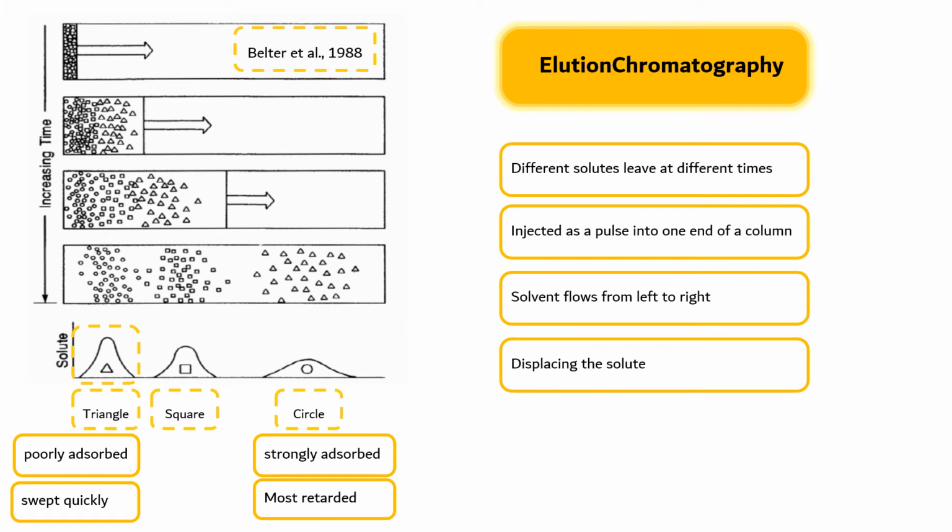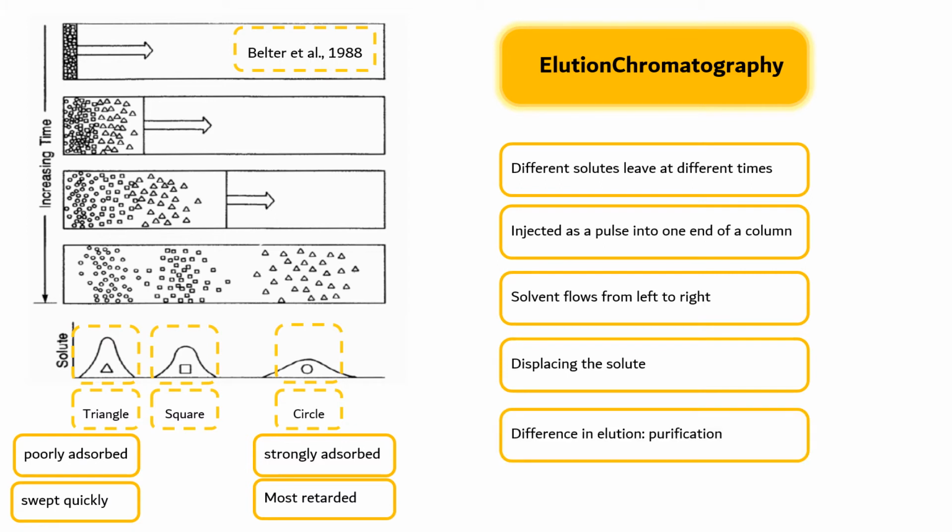Triangles reach the end of the column first and so are eluted first as shown in the figure. The squares and circles exit later. This difference in elution is the source of purification.